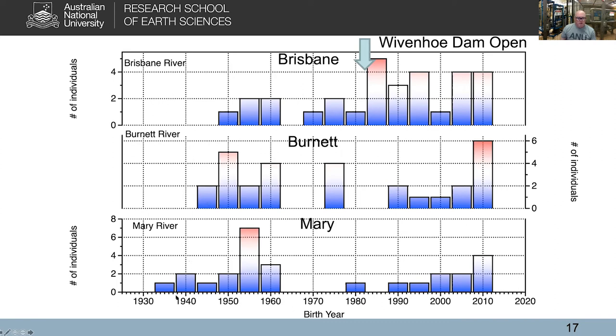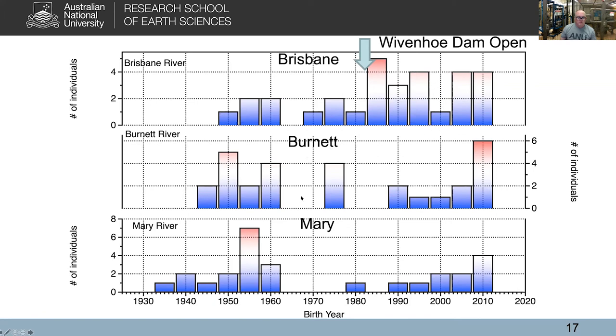So in the Mary River here, we had fish that were born in the late 1930s, quite a few born in about 1955. But then we had some gaps where no fish were born. And in the Mary River since the 1990s, it doesn't look like very many fish were born. In the Burnett River, we also see this gap in the 60s, 70s, and 80s, but more recently we saw good amounts of fish being born. Now the Brisbane River is a little bit different. A large dam was built, the Wivenhoe Dam, and after that point, the number of fish born was pretty consistent.